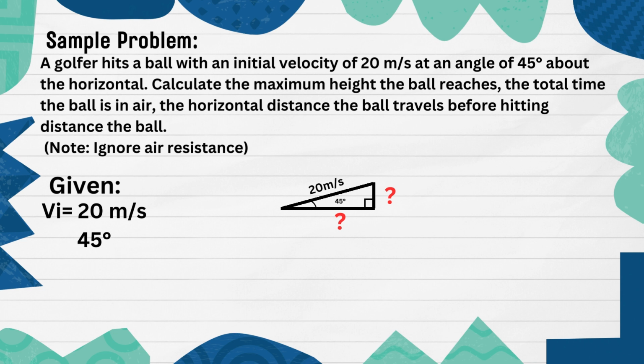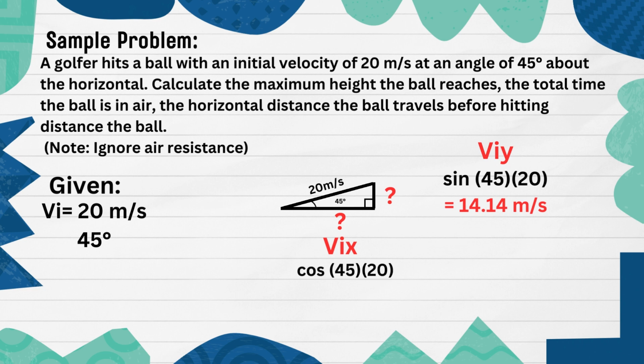In getting that, we are going to use this one. In getting the VIY, we are going to use sine 45 times 20, and the answer will be 14.14 m/s, and this is our VIY. For our VIX, we're going to use the cosine. Cosine 45 times 20, and the answer will be 14.14 m/s.